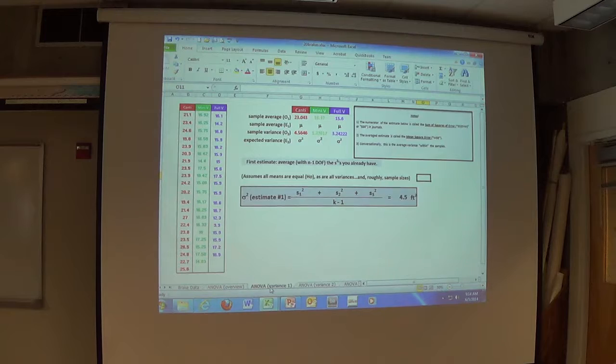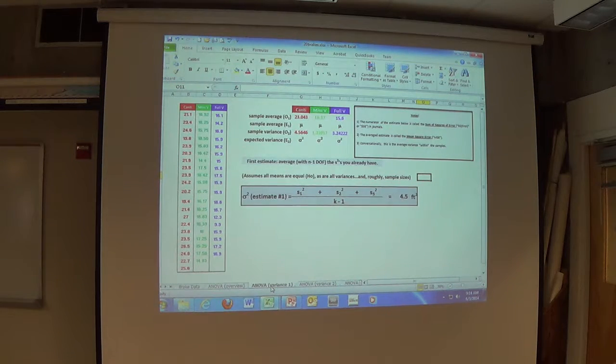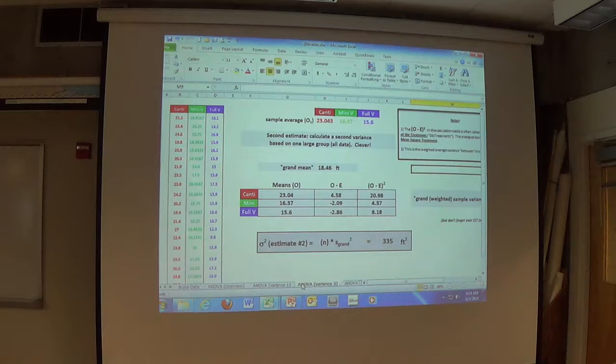From the actual data, if you took the standard deviation of that data and squared it, that's the variance. That's all. So you have 4.5 square feet, 1.2 square feet, 3.2 square feet. Add them up, average them, you get about 4.5 square feet. So that's one estimate of the variance.